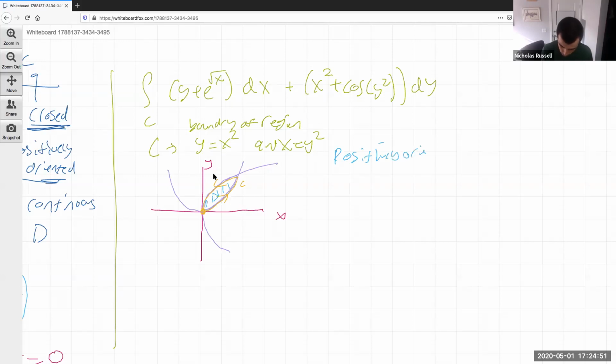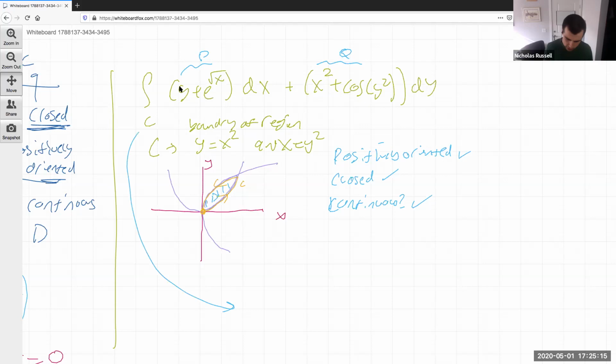Positively oriented. Check. I have a closed curve. Check. Continuous. Check. If I've satisfied all of those things, I'm able to go forward now. So this is P, and this is Q.